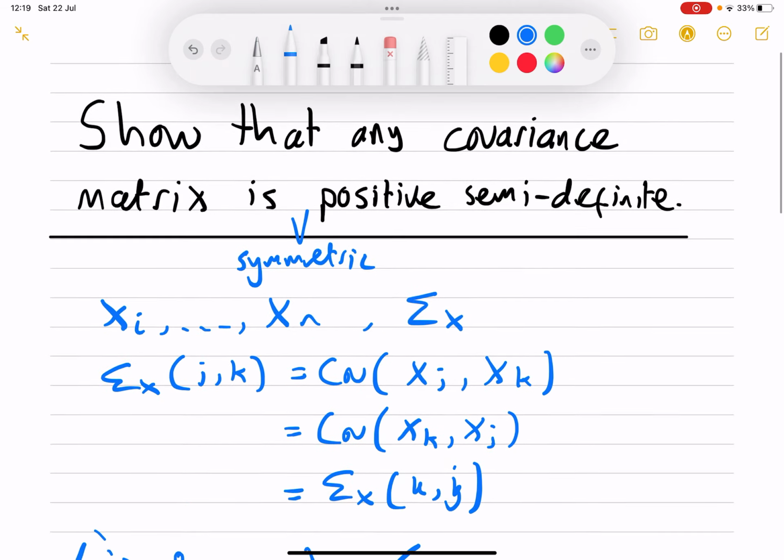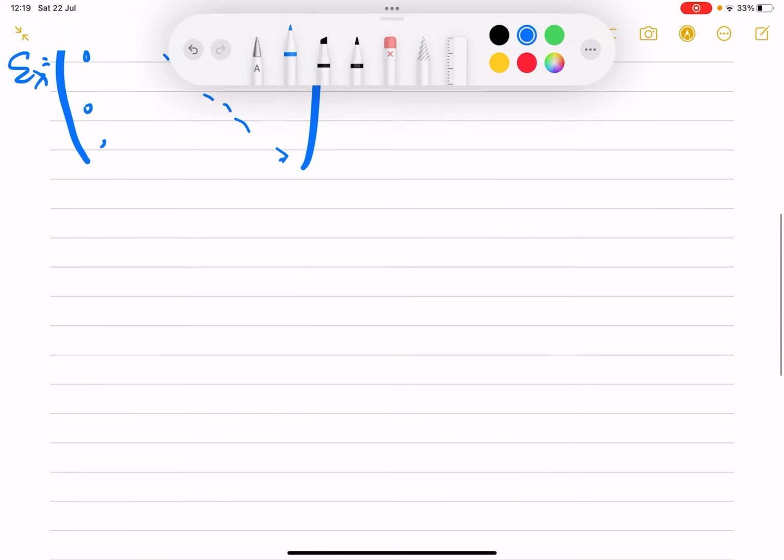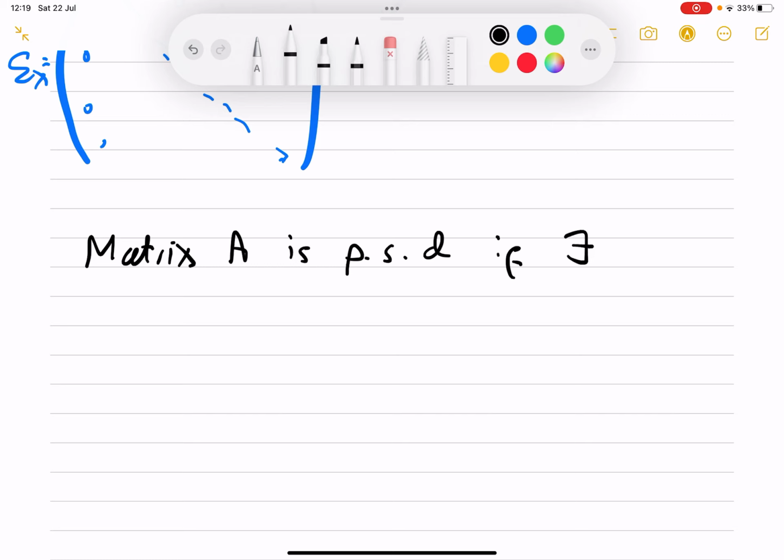Now what we've got to do is go to the idea of the covariance matrix being positive semi-definite, and this is where it gets slightly interesting. If we first recall the definition of a positive semi-definite matrix A, for example, matrix A is positive semi-definite if for every vector which is not equal to 0, that vector transposed times the matrix times the vector is greater or equal to 0.